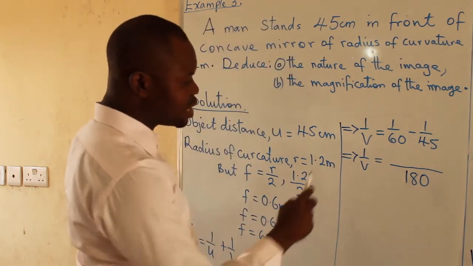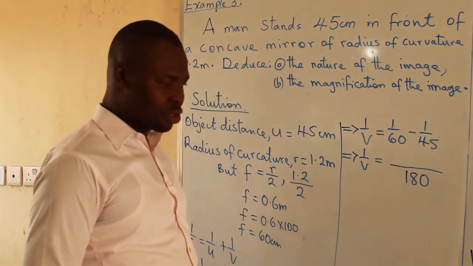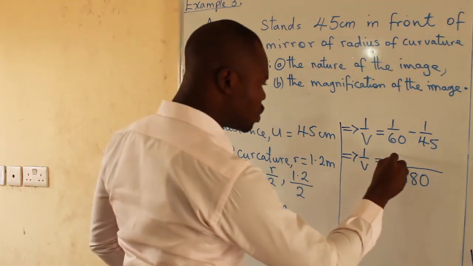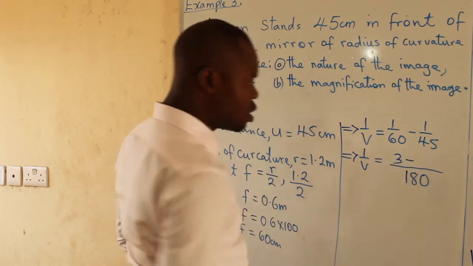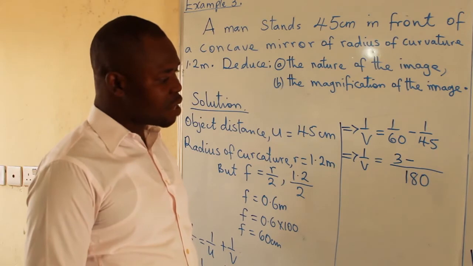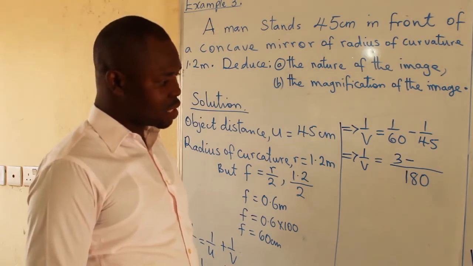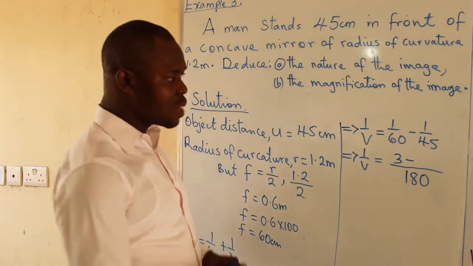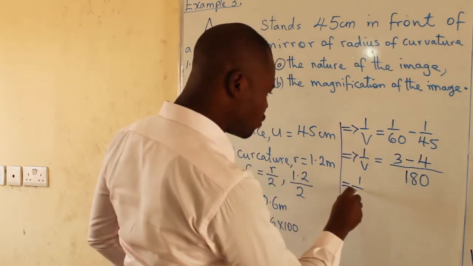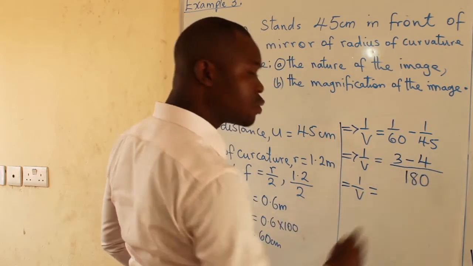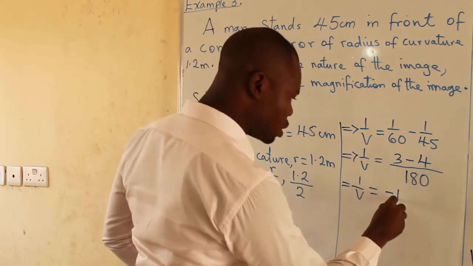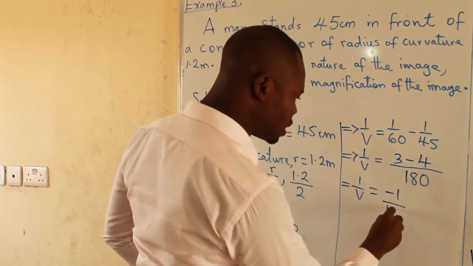180. So 60 in 180 is 3. 3 times 1, you have 3 here. Minus 45 in 180. How many times can 45 go in 180? It is 4 times. Then 4 times 1, you have 4. So 1 over v equals 3 minus 4. 3 minus 4 equals minus 1 over 180.